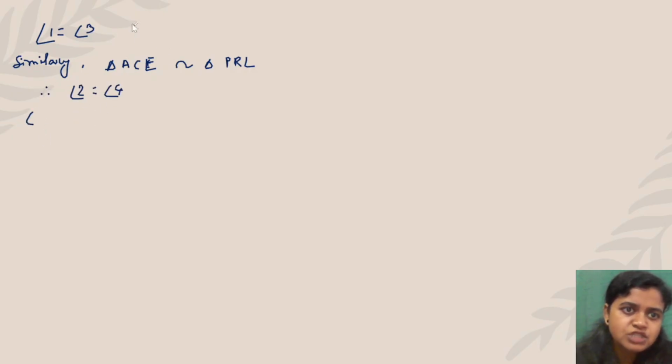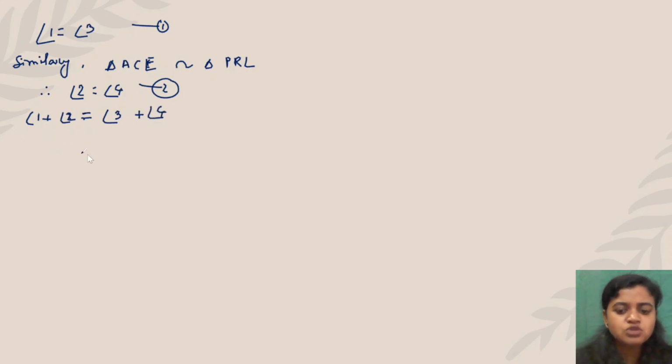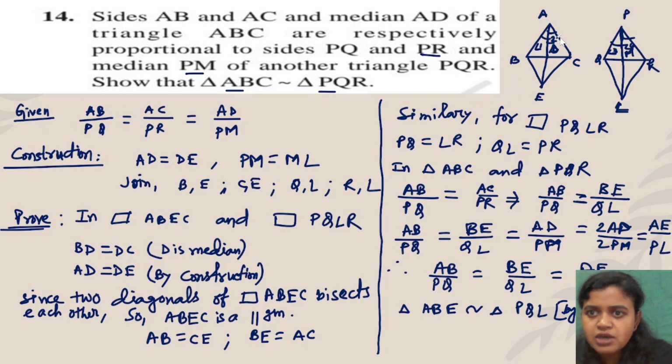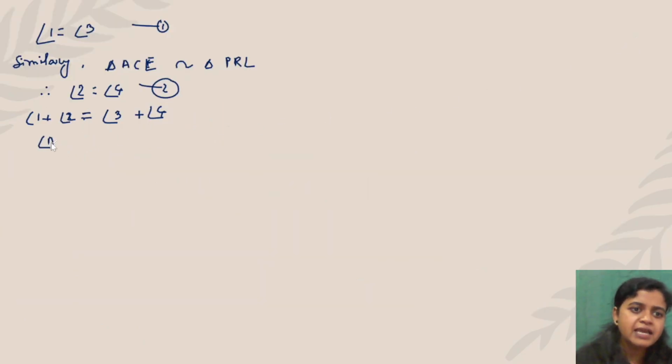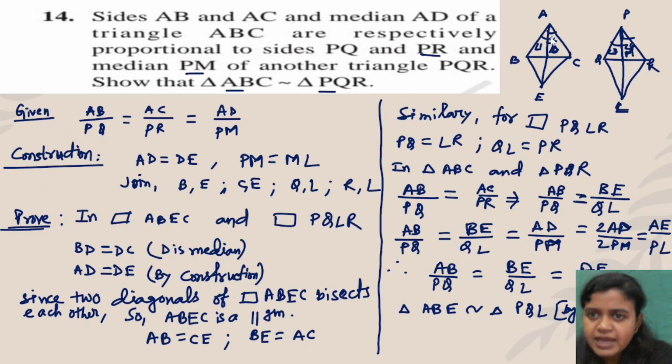So if I add these two, equation number 1 and equation number 2, we can write angle 1 plus angle 2 is equal to angle 3 plus angle 4. And angle 1 and angle 2 means what? The whole angle A. Angles 3 and 4 mean what? The whole angle P. So we can write angle A is equal to angle P. Clear?